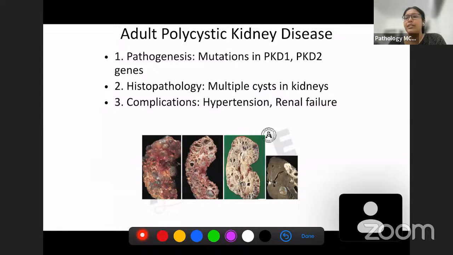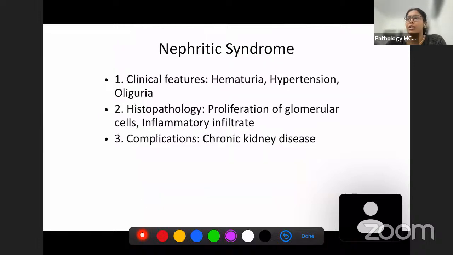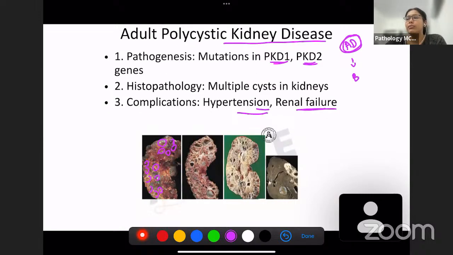Now we'll go ahead and discuss the next question, which is adult polycystic kidney disease. Most important, adult polycystic kidney disease is an autosomal dominant disease, and we have mutations in the PKD1 and PKD2 genes. There are multiple cysts seen in adult polycystic kidney disease. What are the complications? Hypertension and renal failure could be the complications. It's also associated with berry aneurysms and urine findings.